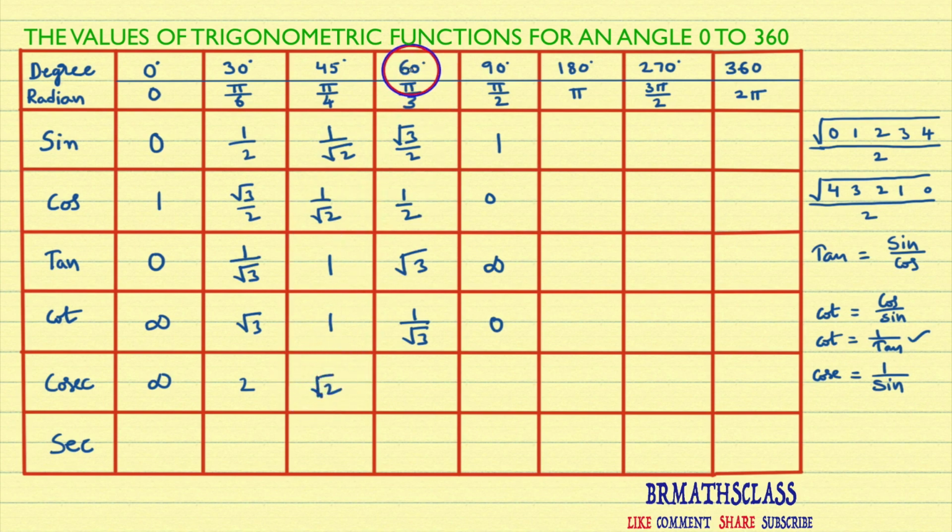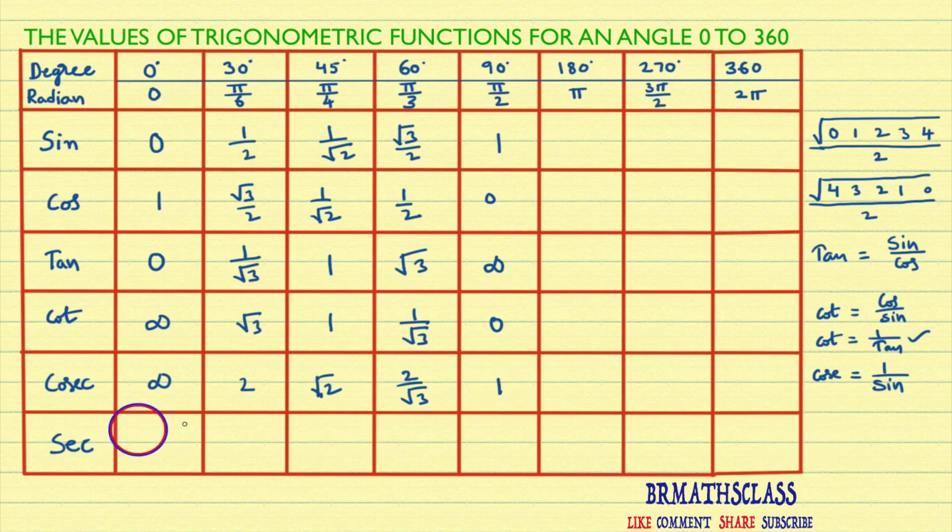Cosecant 60 degrees is 1 by sin 60 degrees. Sin 60 degrees is root 3 by 2. 1 divided by root 3 by 2 is what? It is 2 divided by root 3. Cosecant 90 degrees is 1 by sin 90 degrees, which is 1 by 1, that is 1.